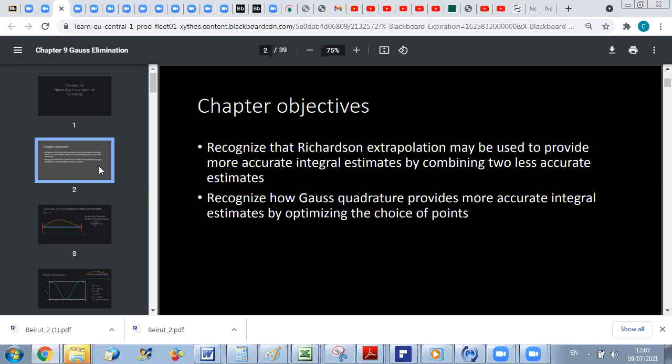Second, we will look at another method, which is Gauss quadrature, which provides more accurate integral estimates by optimizing the choice of points. So we will see how even with just a linear interpolation, we can give an exact integral for higher order functions. You can get an exact estimate for a function of degree 2 or 3 by just using a linear function, which is very good, and we'll see how to do it by proper selection of points. So this is, in summary, the main objectives of this chapter.